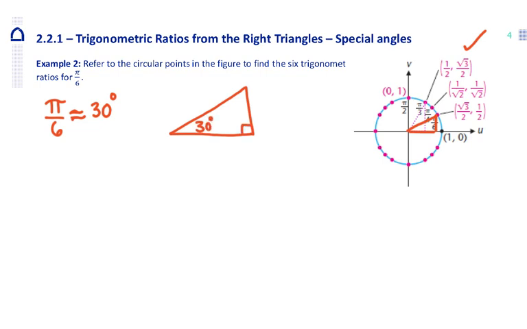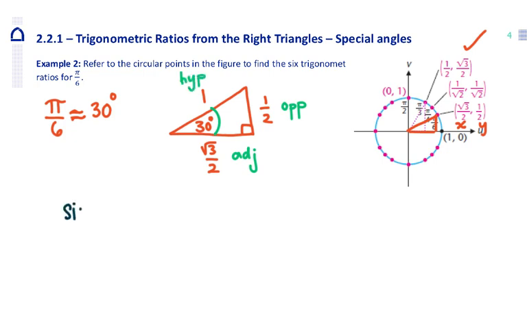It tells us that the x distance is square root of 3 over 2, and the y distance, the height, is 1/2. Again, this picture on your right is a unit circle, so the radius is 1. So relative to this 30-degree angle, this is the opposite side, this is the adjacent side, this is the hypotenuse.